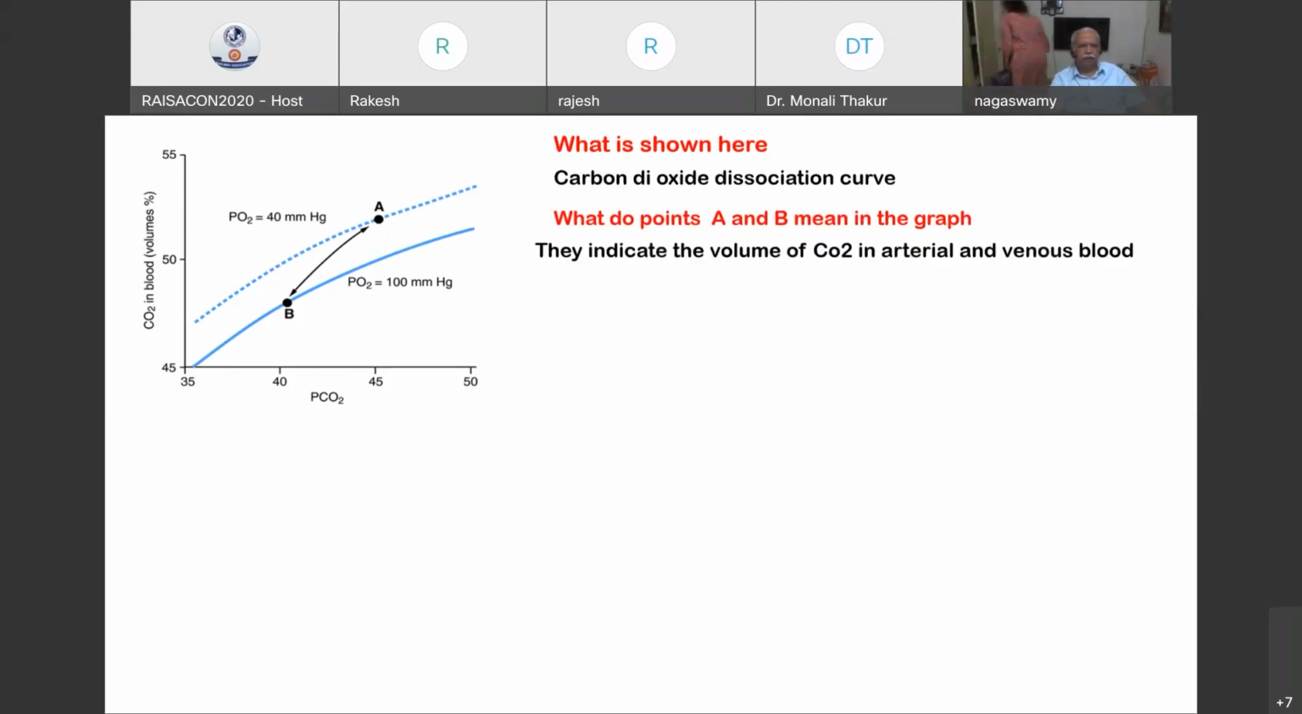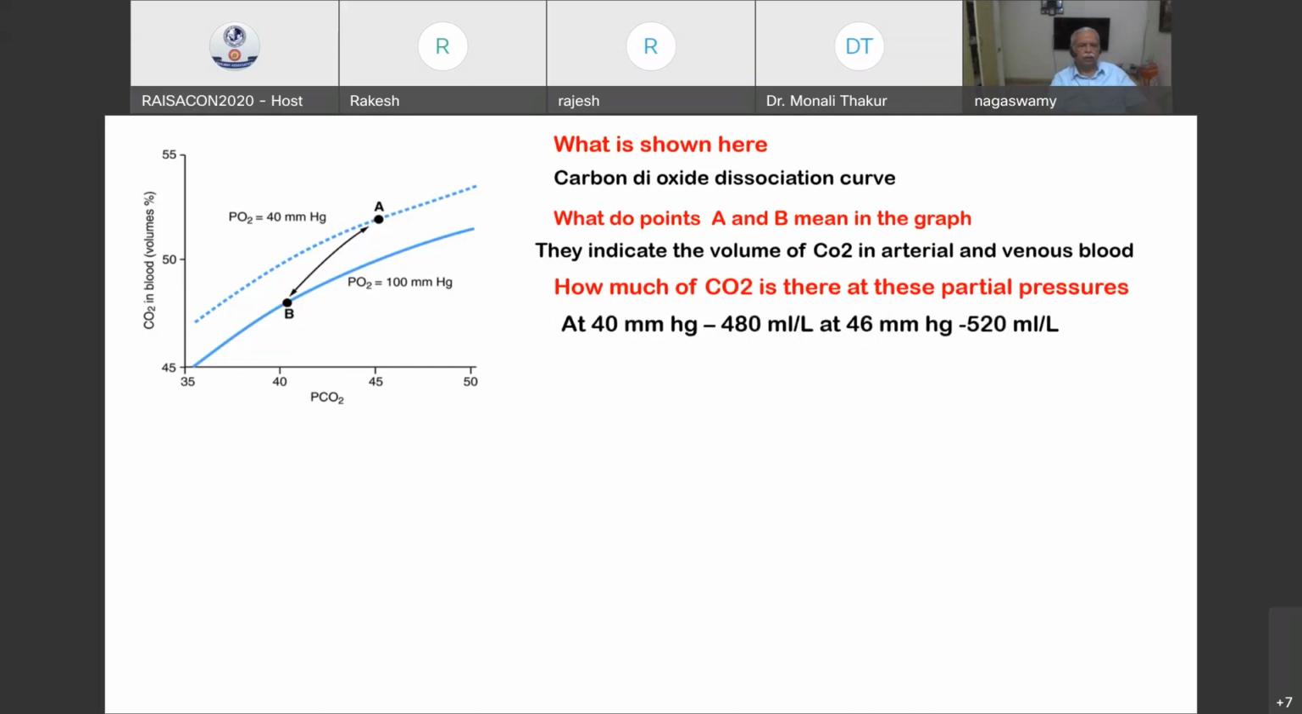They indicate the volume of CO2 in arterial blood, and it can be at 40 millimeters of CO2, the total volume is 480 ml, at 46 is 520. How is CO2 transported in blood? What are the methods of transportation of CO2? This is a basic physiology question.